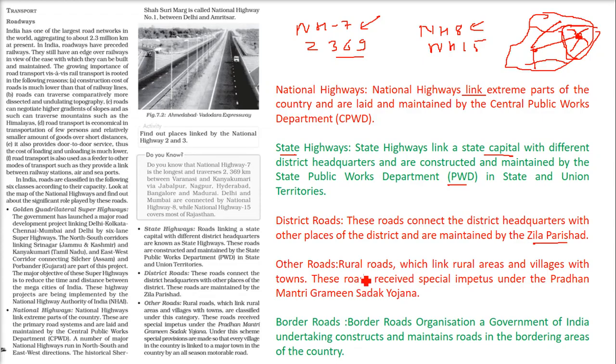Along with this, we have other roads like the rural roads, which link the rural, that is Gramin, areas and villages with the towns. Say we have a big town here and here are some rural villages. So they also need to be connected.